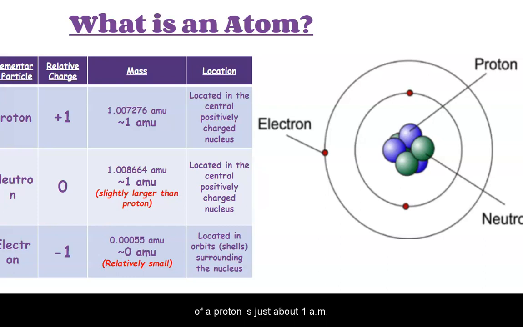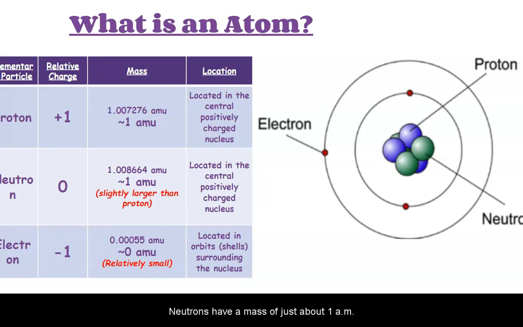The mass of a proton is just about 1 AMU, AMU being atomic mass unit, because it's very, very small. It's 1.0027276 AMU. So it's just about rounded to 1 AMU, and is located in the positively charged nucleus. The nucleus is positively charged because you have protons and neutrons in the nucleus, and protons have a relative charge of 1, and neutrons have a relative charge of 0.